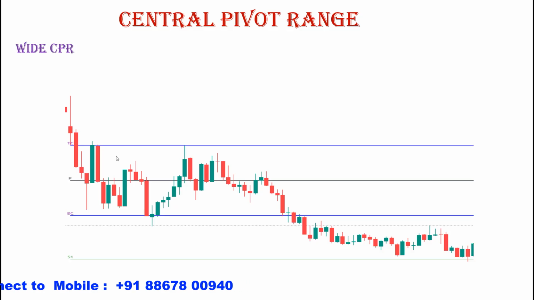Here we can see these three lines acting as the support and resistance levels. The price is trading in between the CPR and the width also is more. So this is called wide CPR, and we can consider this day as a sideways market. This is called sideways CPR or wide CPR. By looking into the CPR, we can understand that today is going to be sideways. The trend is looking sideways.